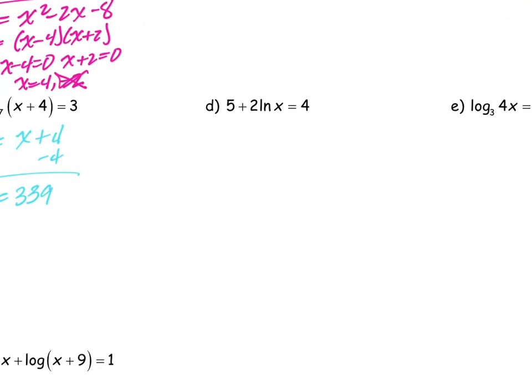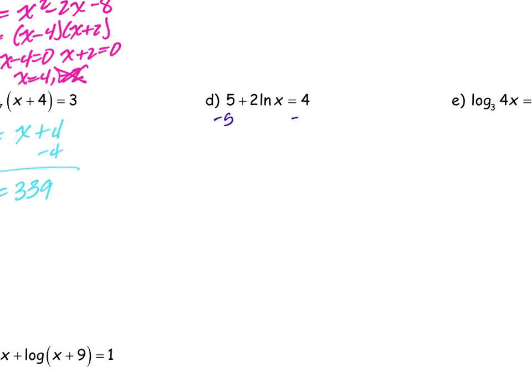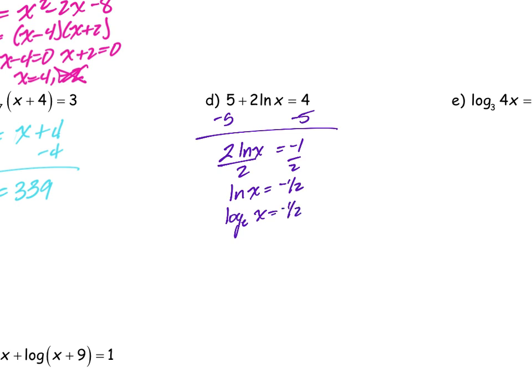Part D, I need to get the natural log by itself. So I'm going to subtract 5. And I get 2 natural log of x equals -1, divided by 2. Natural log of x equals -1/2. So log base e of x equals -1/2. So e to the -1/2 equals x. X equals 1 over e to the 1/2, which is approximately equal to 0.6065 if you want to put it in decimal form.